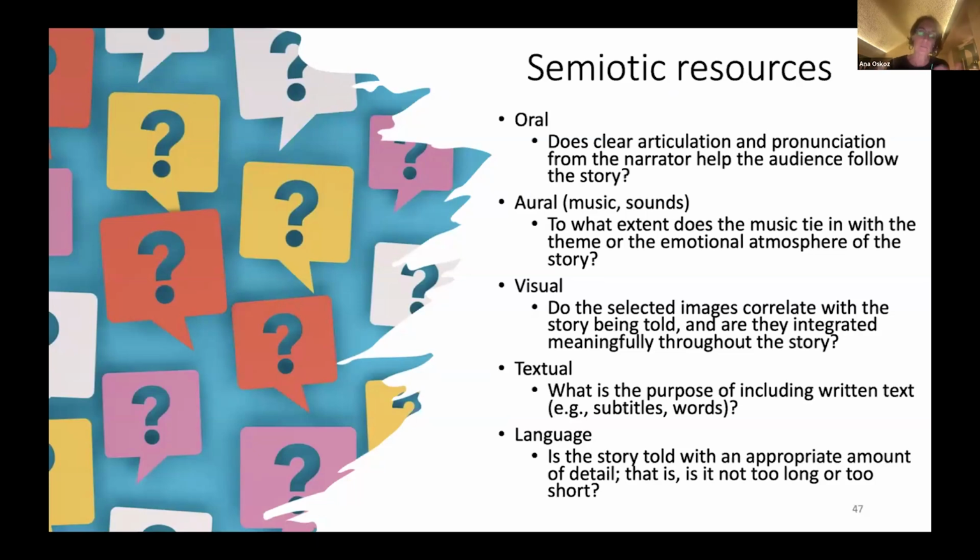Are they literal or implicit images? Are they really working for the story that you want to tell? And the language, is the story too long or too short? Because sometimes the students talk and talk and talk, and you're like, you don't need that much to tell me the story. It can be shorter. What is the right amount of text that we need to tell the story that you want to tell us?